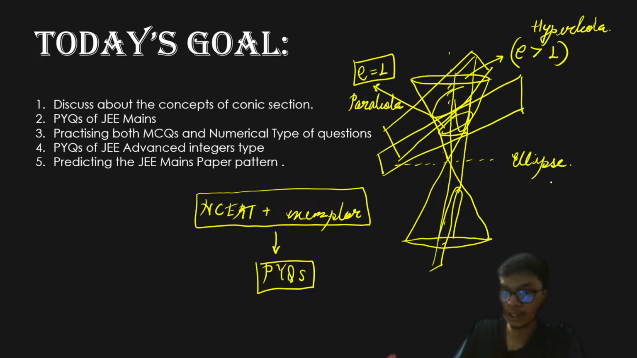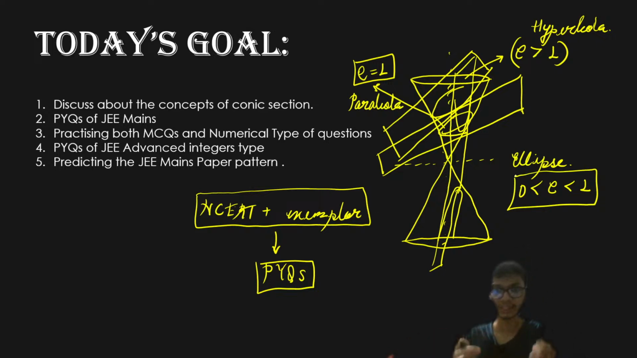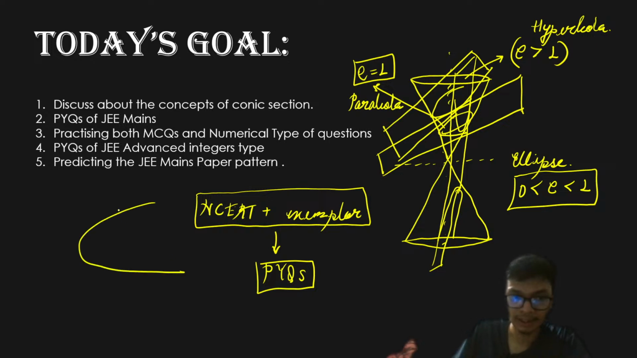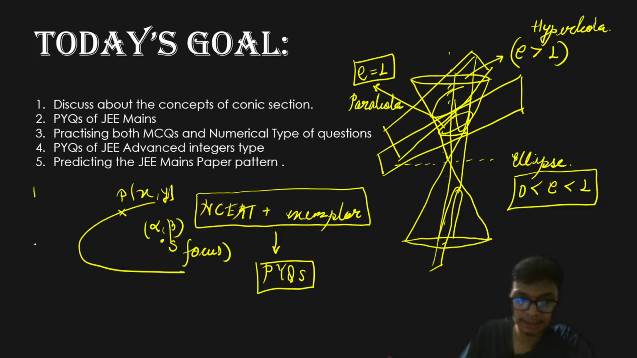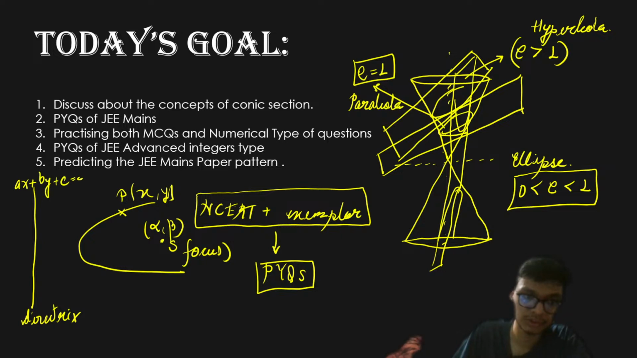And for the case of an ellipse, the eccentricity is less than 1 and greater than 0, right? So this is all the information that you need to know in order to discuss the chapter. Also, I have already discussed in the previous sessions, that if I take any point on the conic, let us call it P, then for a conic, it is very important to define the focus. Let us call the focus alpha comma beta, and the directrix, and let us call the equation of this directrix ax plus by plus c is equal to 0.